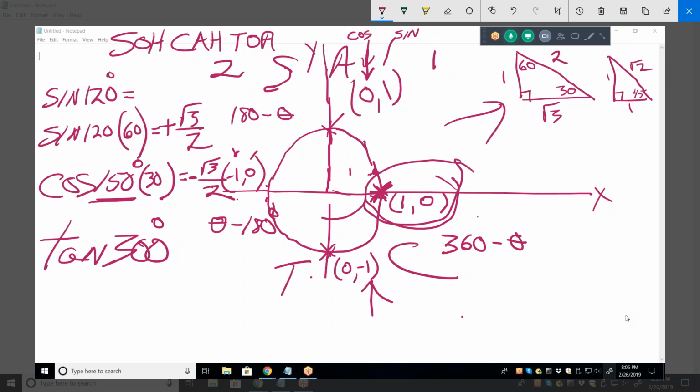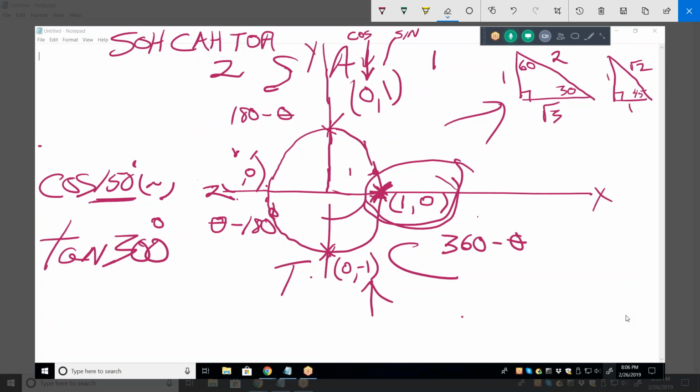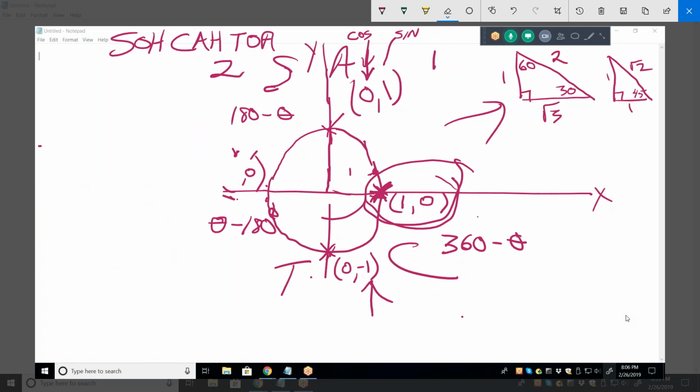So you need to remember everything you see on the right side there. You don't need this stuff. These are problems over here, so you don't need to memorize those. But you do need to memorize everything else you're looking at. This 180 minus theta, this theta minus 180, and this 360 minus theta. That's how you convert to the first quadrant angle.